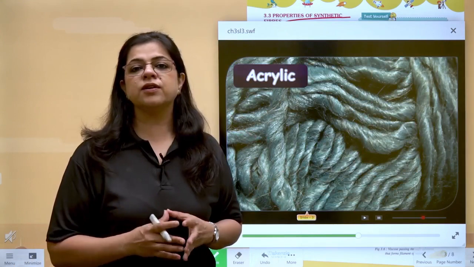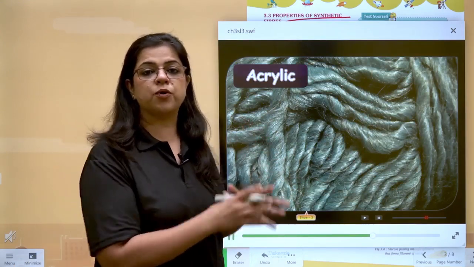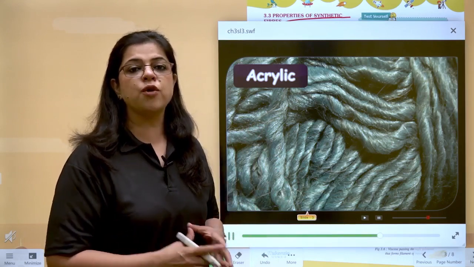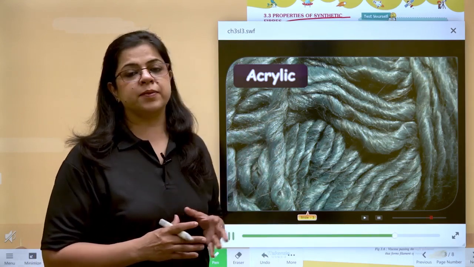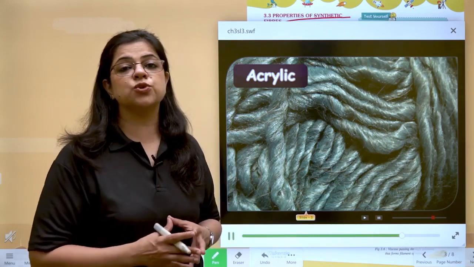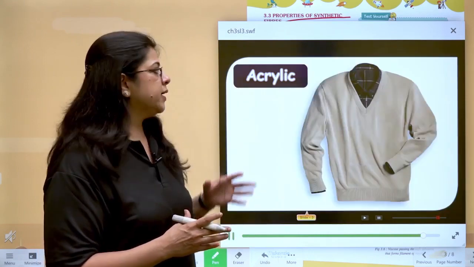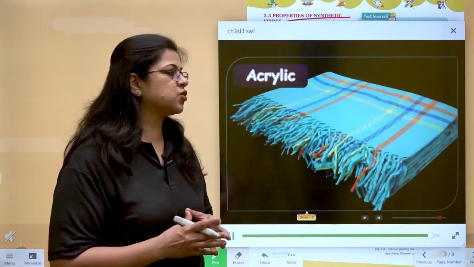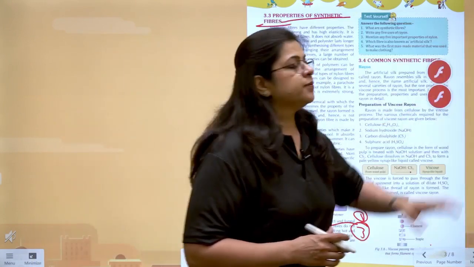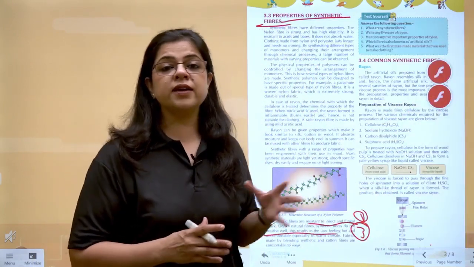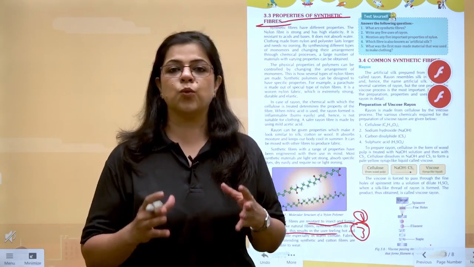Acrylic is another fiber which is very strong, again made of a petroleum product by polymerization of acrylonitrile monomer. Now this fiber, because of its strength, is used for a variety of purposes. It is used for making shirts, trousers, mufflers, jackets, etc. This is because acrylic fabric is warm and wool-like, and it is cheaper than wool.